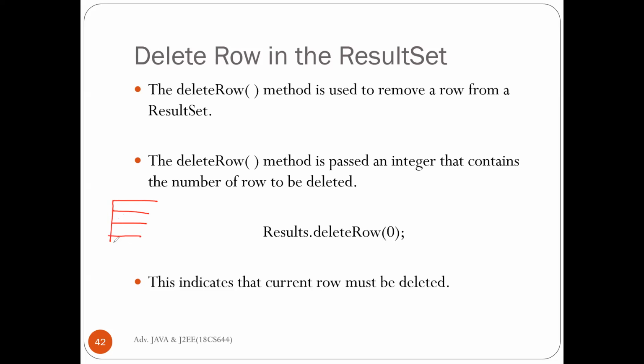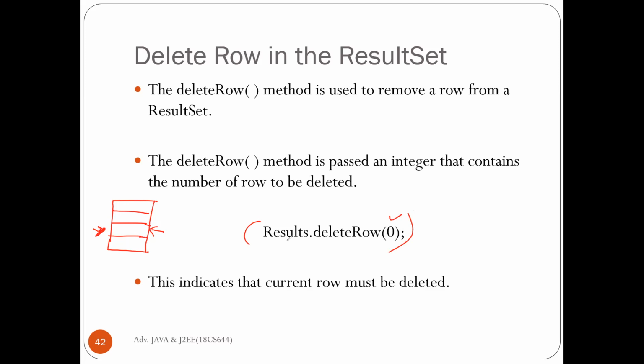rows like this and we want to delete this particular row, then the first thing we have to do is bring the cursor to this particular row. By using the next method, we will bring the cursor to this row. Once the cursor is here, then we have to call this particular method.